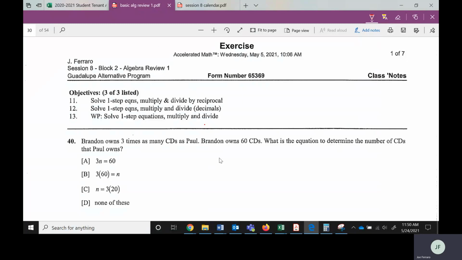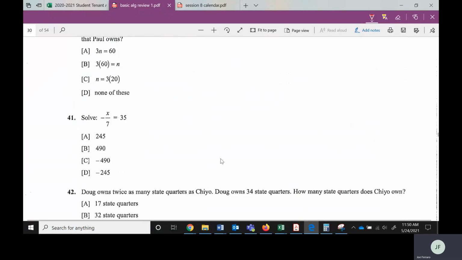Actually, this is fewer problems than our last section of notes. So what we're looking at is solving one-step equations that involve multiplying and dividing. A little less skipping around than last one, but we will save the word problems for last. So start on this page. We're going to look at number 41 here.